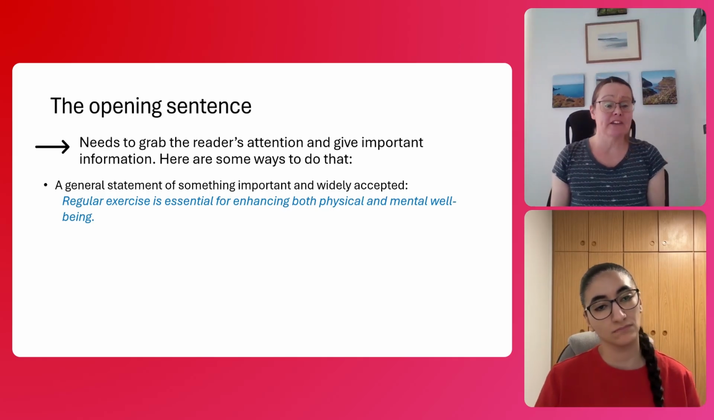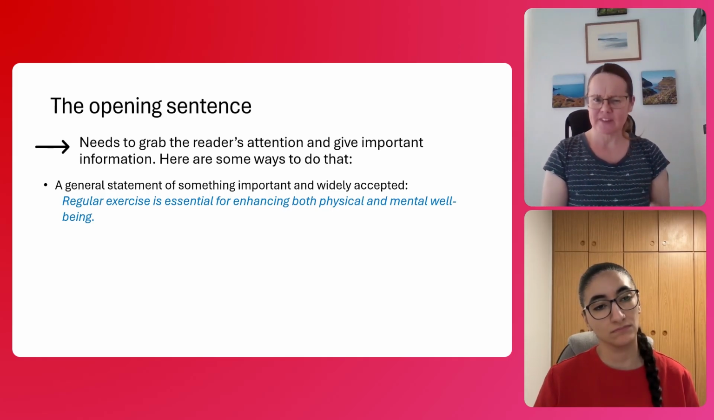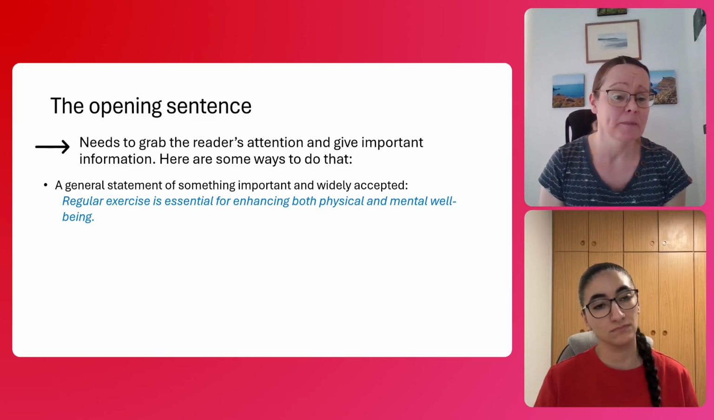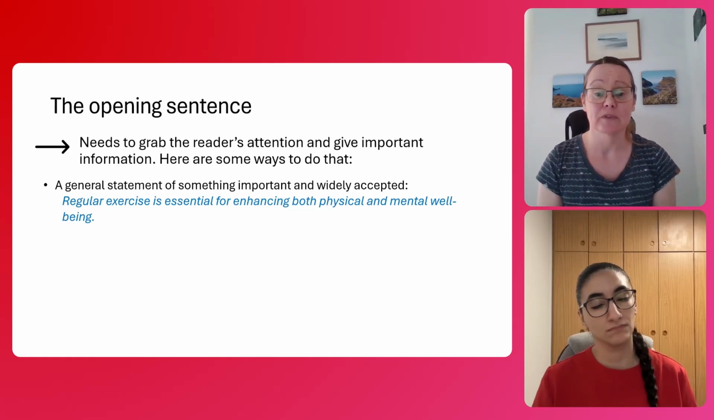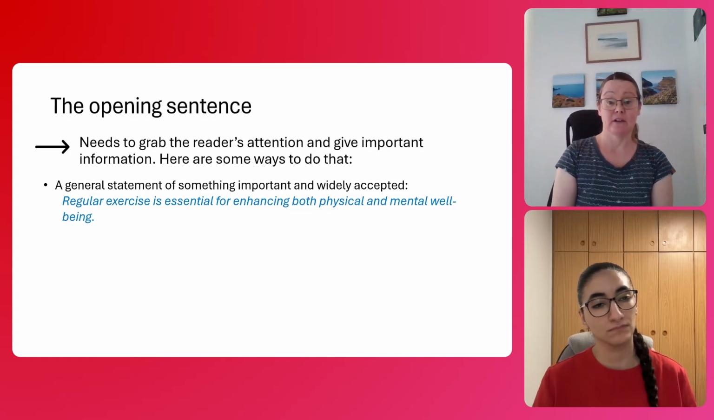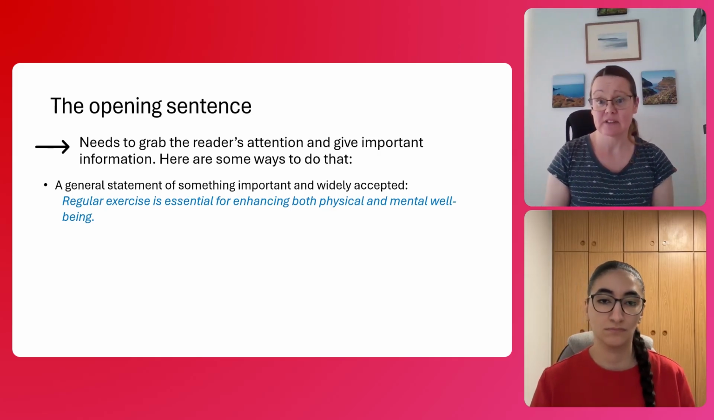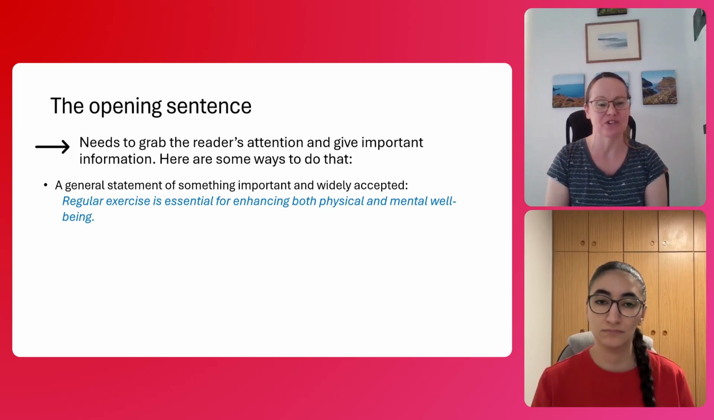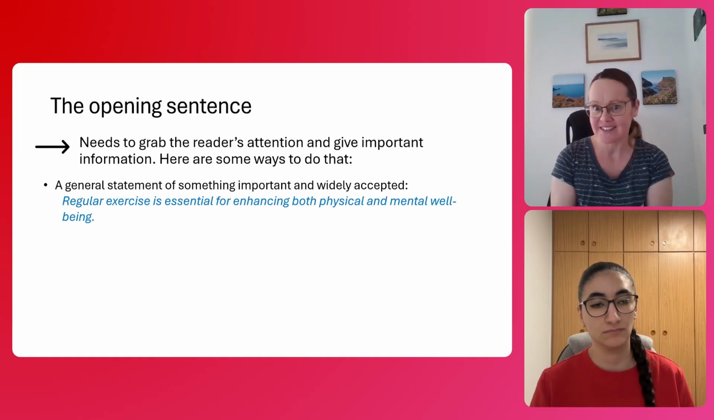So you can make a general statement of something that is widely accepted, but you can emphasize at the same time the importance of that. So I have here an example, something like regular exercise is essential for enhancing both physical and mental well-being. That is a very well-established statement. You probably don't need a citation for that. I think we all agree that is true. But it's got the reader's attention. Oh, we're talking about something that really matters here, something that's important.